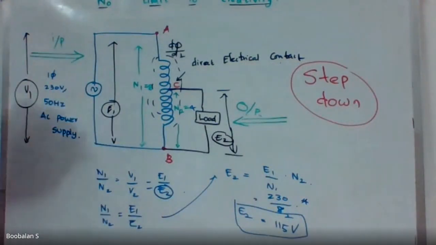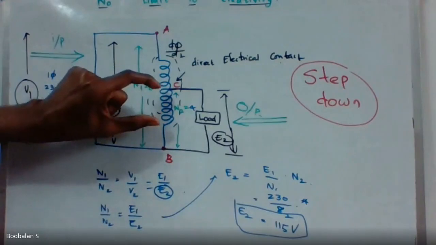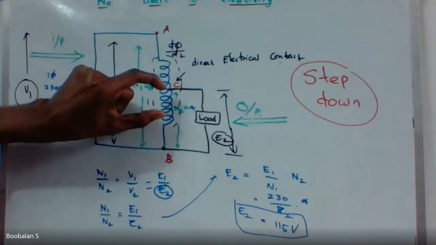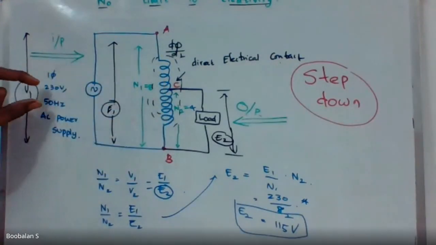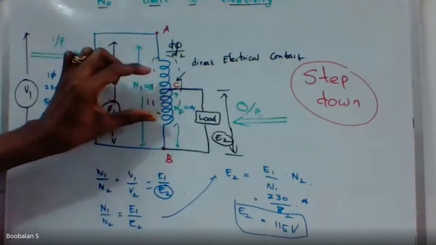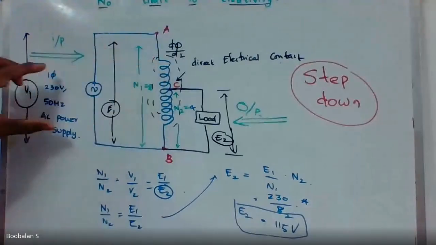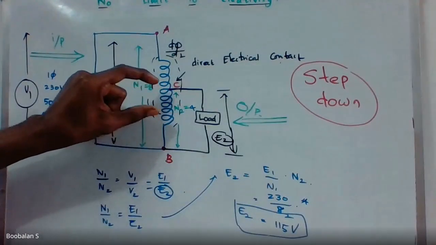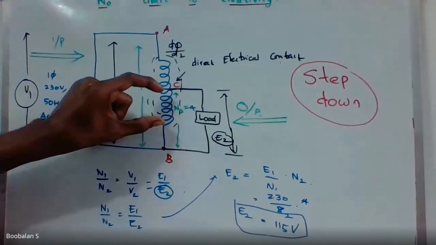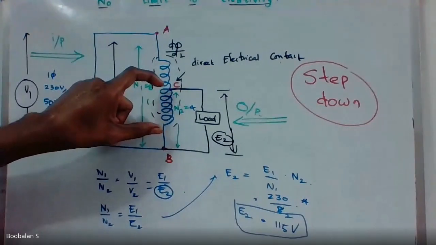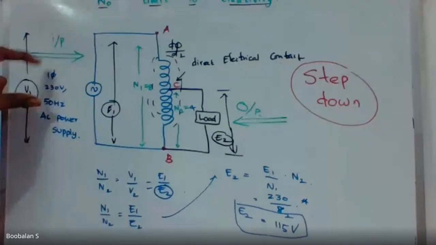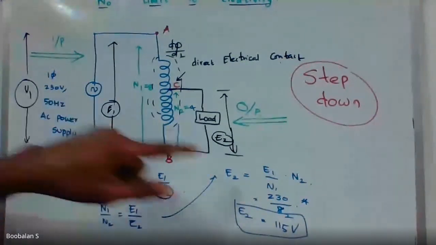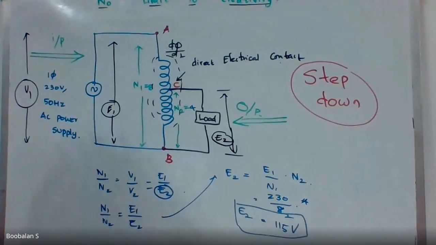We are only having output over this small portion of the entire coil. So we couldn't get above 230 voltage, because if we give 230 voltage across the total winding, we get 230 voltage output. But where we are connecting, we are only getting this small portion of the entire winding. So we wouldn't get more than 230 voltage. We only get less than 230 voltage. This is why it's called a step down auto transformer.